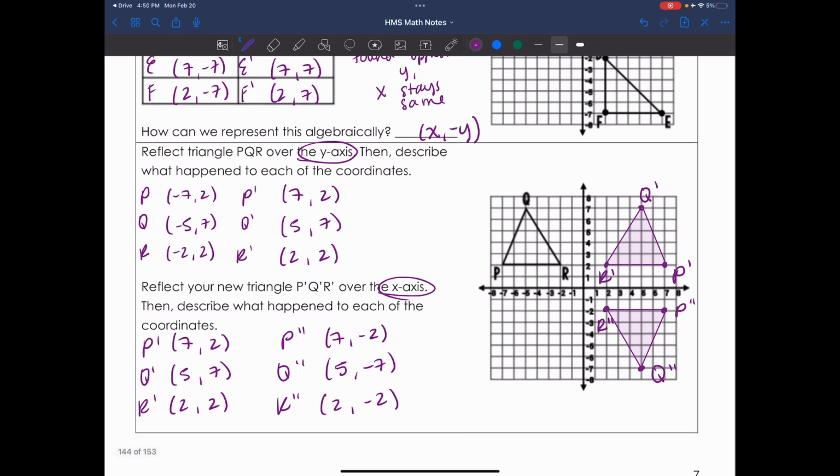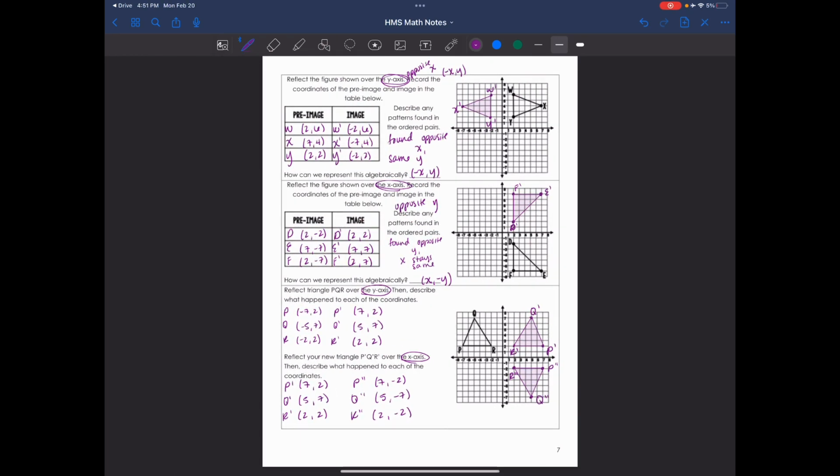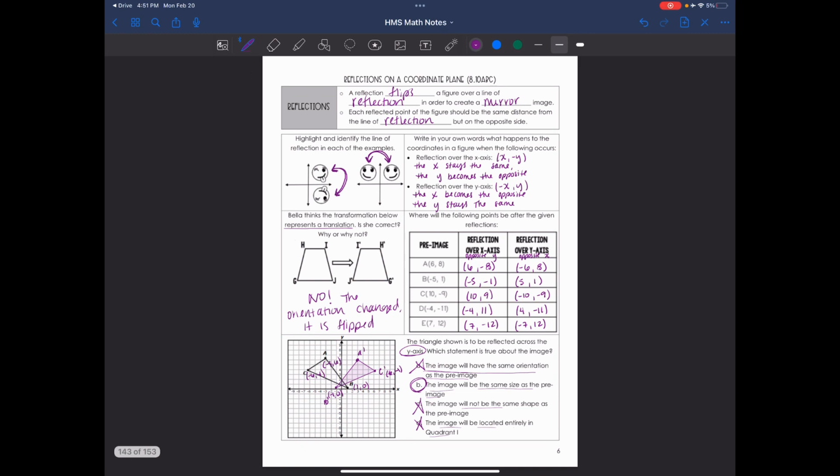Reflections are easy, y'all. If it's over the y, opposite of the x. If it's over the x, opposite of the y. Can't stress that enough. I feel like it's plain and simple.